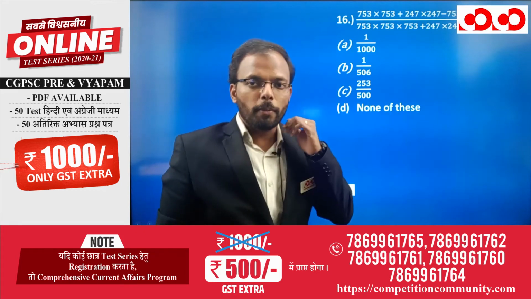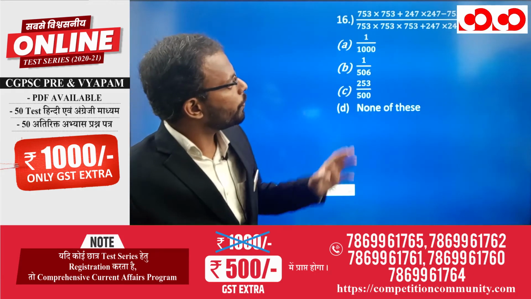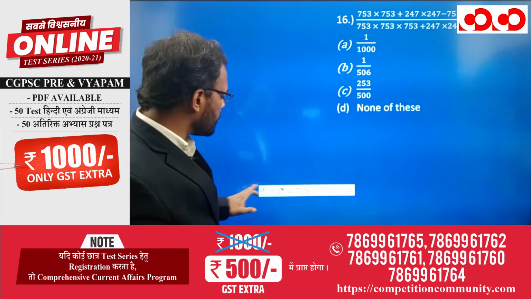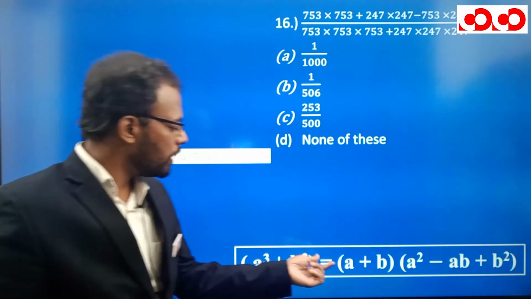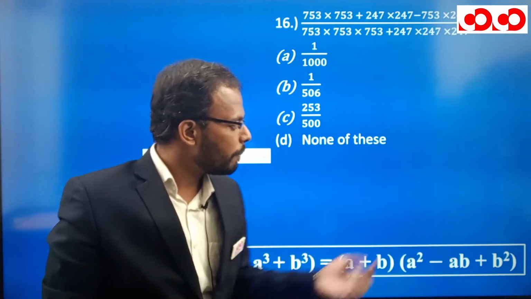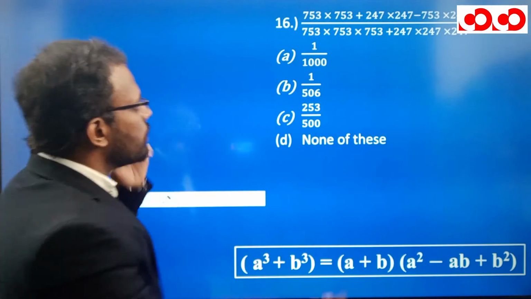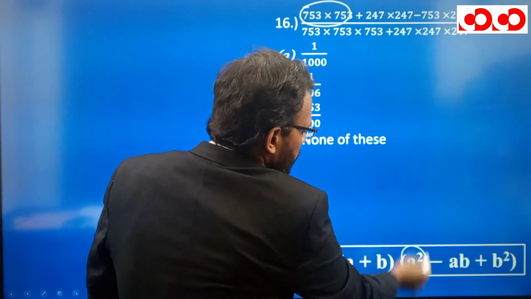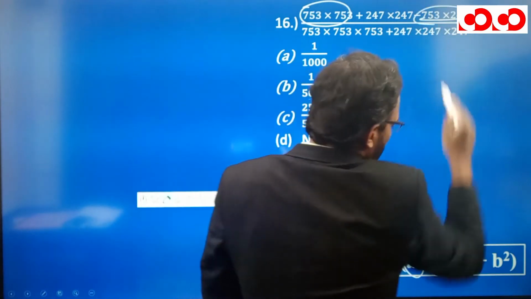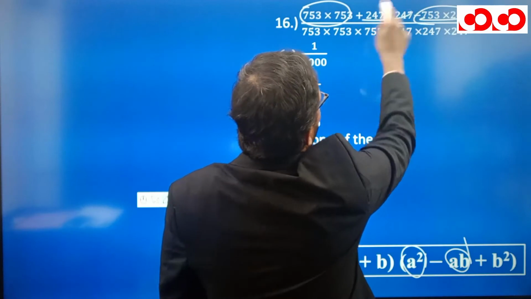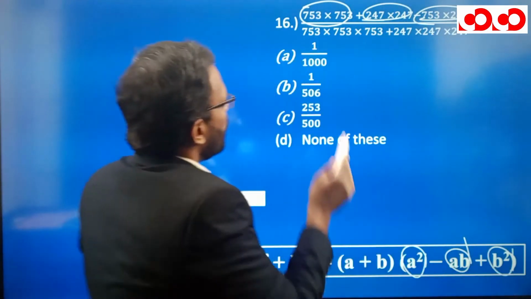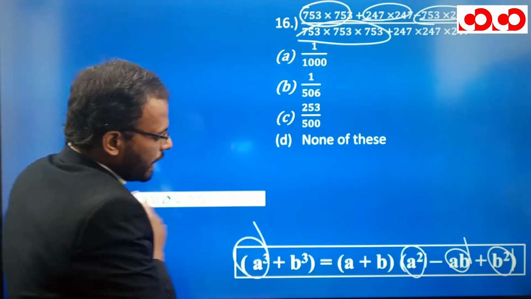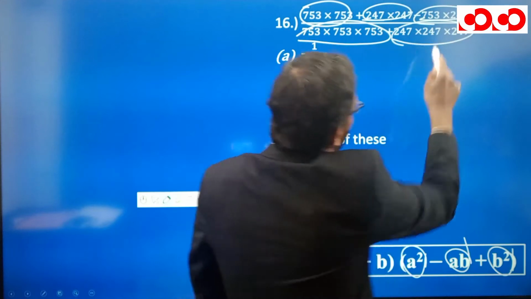So here is a problem based on simplification, and this formula is based on an algebraic expression, and that expression is a cube plus b cube is equal to (a plus b) into (a square minus ab plus b square). So if we see this expression, you can see that my a square is here. My minus ab is here. And this is my b square. And if I see the denominator, it is a cube. So here is my a cube, right? And this is my b cube. So here is my b cube.